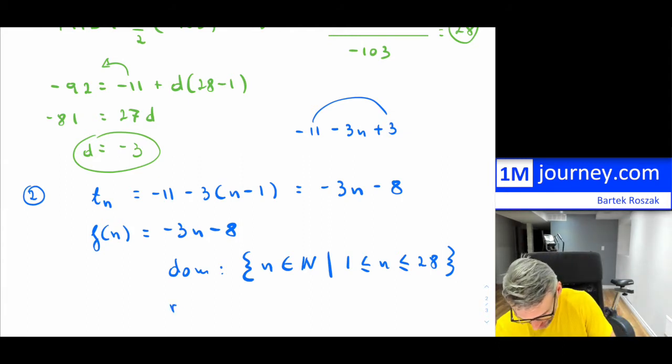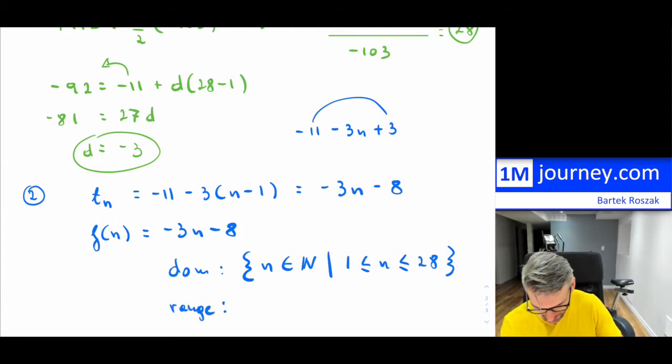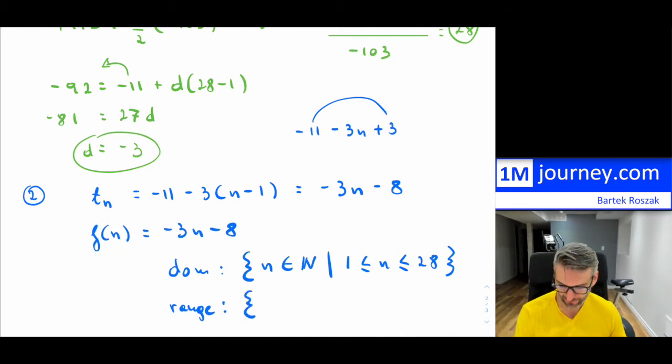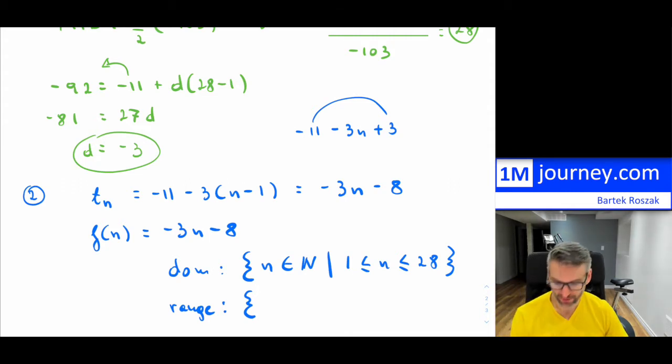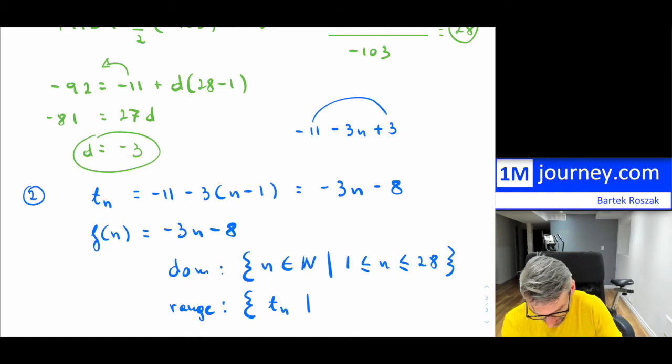Now the range. If you're defining your range, this is a little bit trickier, okay? Because it's points, right? So it's not like your continuous functions where you can just write down and it's everything. So we do have to be careful a little bit here. So it's going to be Tn, whatever that is, such that we define our Tn. So it's going to be negative 3n minus 8.